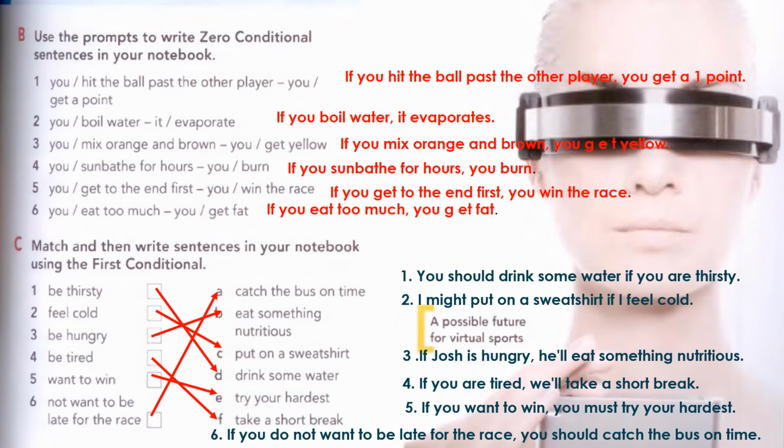Number 2. Feel cold. Put on a sweatshirt. Sentence. I might put on a sweatshirt if I feel cold. Number 3. Be hungry. Eat something nutritious. Sentence. If Josh is hungry, he'll eat something nutritious. Number 4. Be tired. Take a short break. Sentence. If you are tired, we'll take a short break.